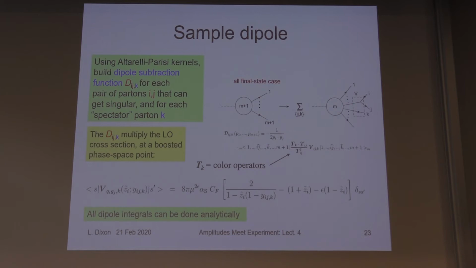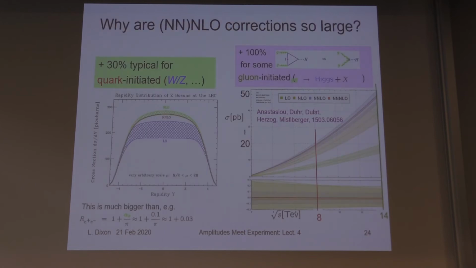In any event, you can do this for all the different types of configurations of quarks and gluons and singularities, and do all the integrals analytically. All this stuff has been automated and implemented for about a decade in programs, allowing all of the real radiation part of the next-to-leading order calculations to be done. Some of them are done with other schemes like FKS subtraction.